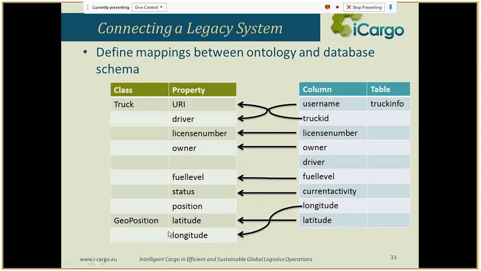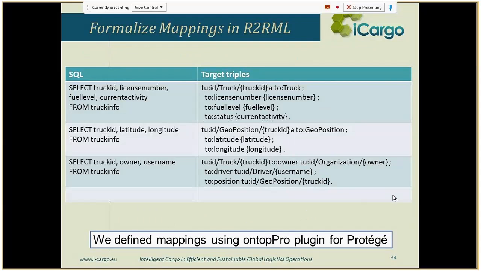This can be one-to-one, but also sometimes we introduce new concepts, like the geoposition, which is a separate concept in the ontology with latitude and longitude properties, whereas in the table we just have latitude and longitude as columns. Now this is the conceptual mapping.